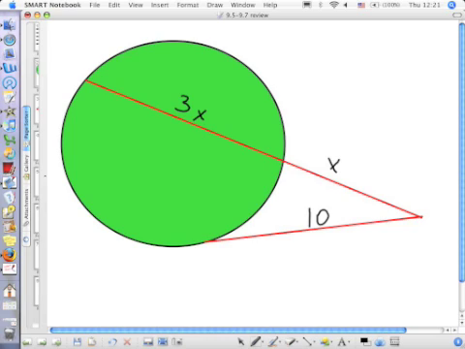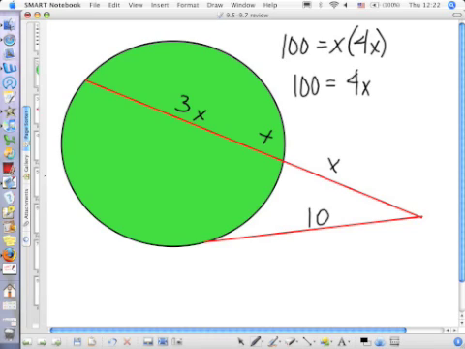Here was number 9. The external portion, or the outside portion of the lower tangent, you simply square it, because it is also the whole thing. So it's 10 squared is equal to x times 3x plus x, which is 4x. 3x plus 1x is 4x.